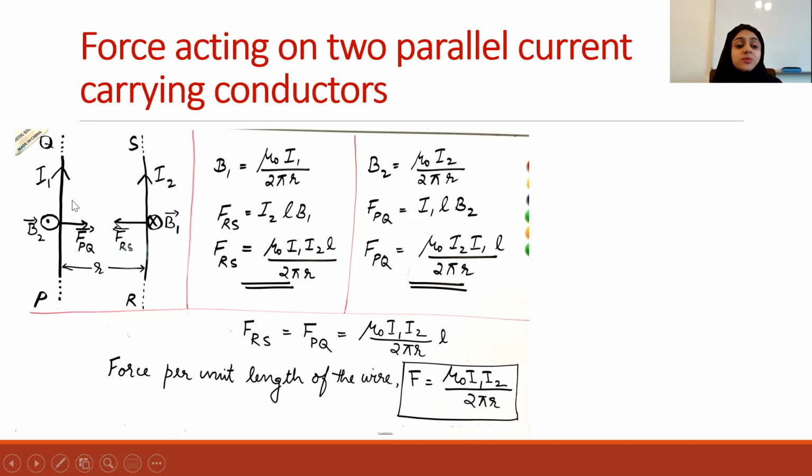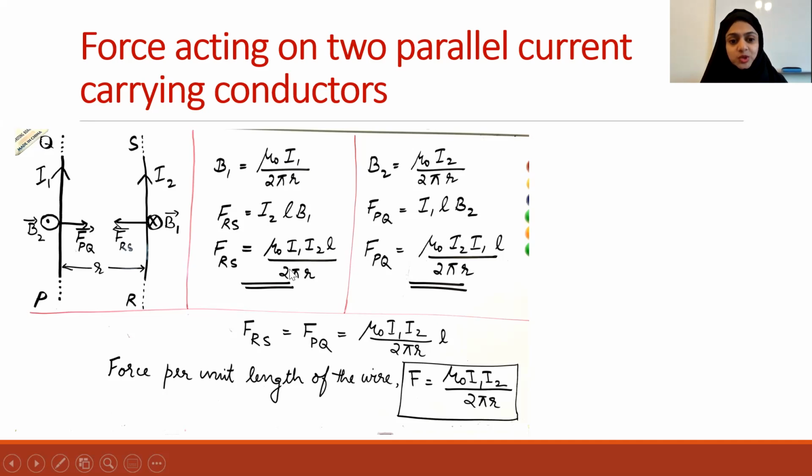Again, with the same explanation, the magnetic field which is perpendicular to the screen and the current I which is upward are perpendicular to each other. So sine theta here will become 1. So the force experienced by the wire PQ, F_PQ, is equal to I1 L B2. Again for B2, I'm substituting this expression. So it is mu naught I2 I1 L by 2 pi r. I have put mu naught I2 by 2 pi r instead of B2, and I1 L is already there.